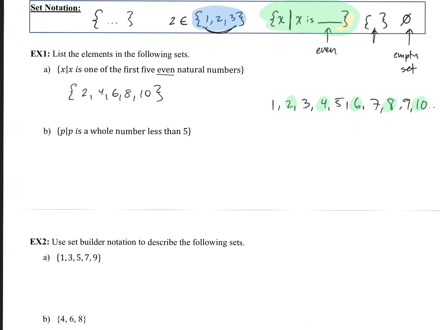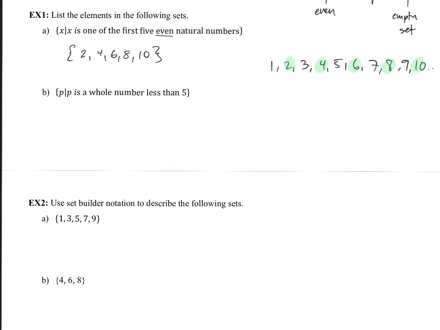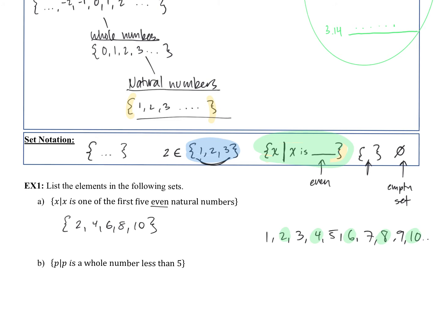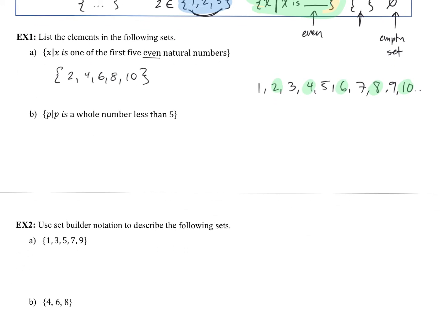Let's take a look at another one. P such that p is a whole number less than 5. Okay, what are we looking at for whole numbers? Well, whole numbers are just like the natural numbers, but they include 0. So let's go ahead and write that down. 0, 1, 2, 3, 4, 5, 6, 7, and so on. And we want the ones that are less than 5. So the ones that are less than 5, not equal to 5, are going to be these ones right here. We'll go ahead and write that set down. And we get 0, 1, 2, 3, 4.